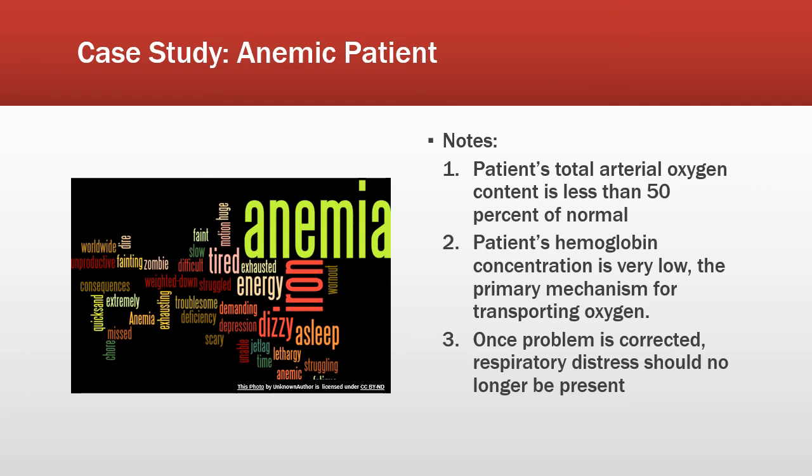Notice that the patient's total arterial oxygen content is less than 50% of normal. The patient's hemoglobin concentration is extremely low, and that's the primary mechanism for transporting oxygen. Once the problem is corrected, respiratory distress should no longer be present. This patient needs blood.